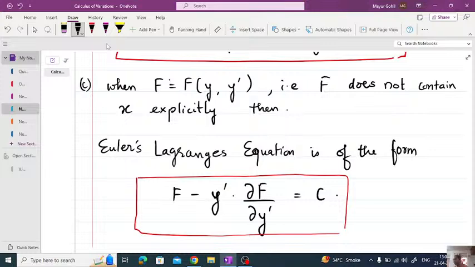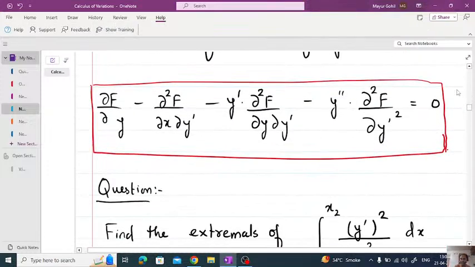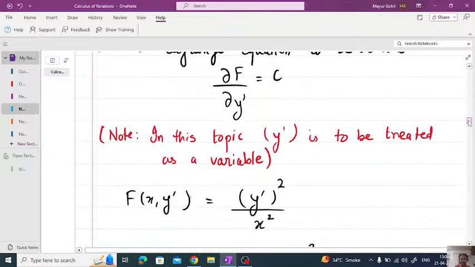Getting that? If you remember this, please note down this. Now the formula we are changing. So the Euler-Lagrange equation is now absolutely different, which we are going to use.